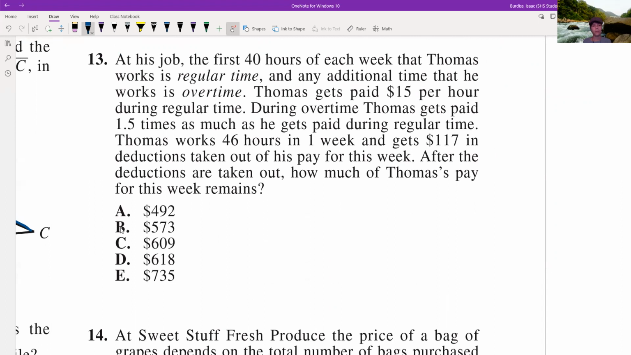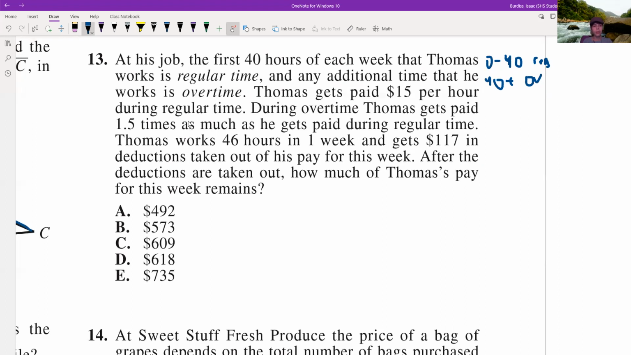At his job, the first 40 hours of each week, Thomas works regular time. So 0 to 40 is regular time. So I'll just say REG, reg. And any additional time is overtime. So 40 plus is overtime. Obviously, you're going to be answering this much quicker. You should be. All right.